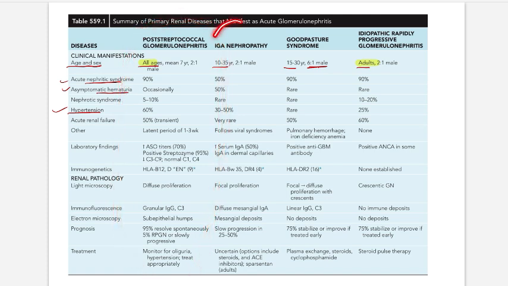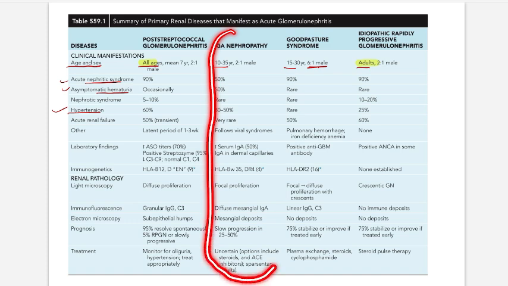On the other hand, IgA nephropathy, as we can see, is seen in 10 to 35 years of age, 2 to 1 male ratio, nephritic syndrome and asymptomatic hematuria seen in half of the population, hypertension also seen in half of the population, serum IgA is elevated in only 50% of cases, diffuse mesangial deposition is seen, and the drugs are uncertain.